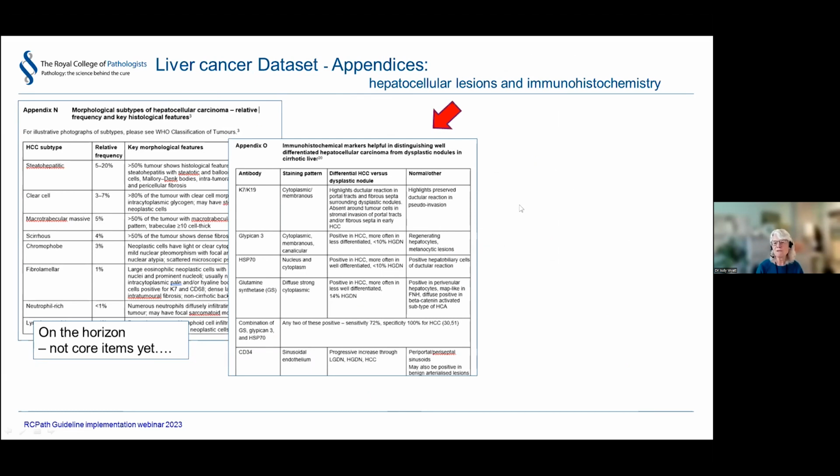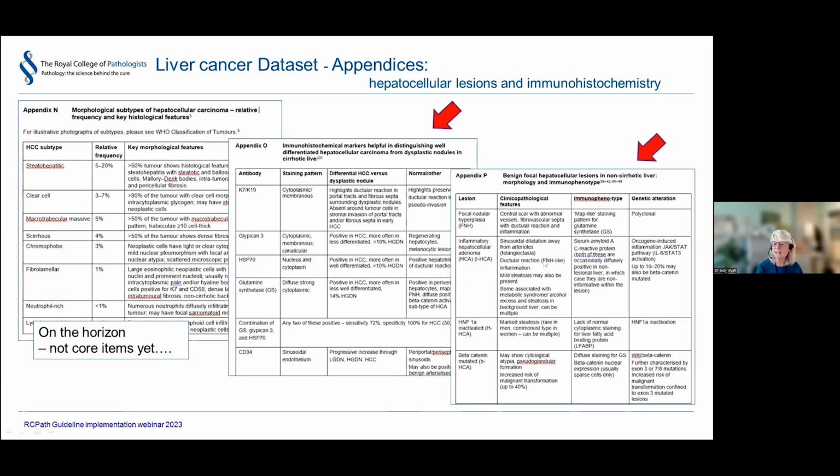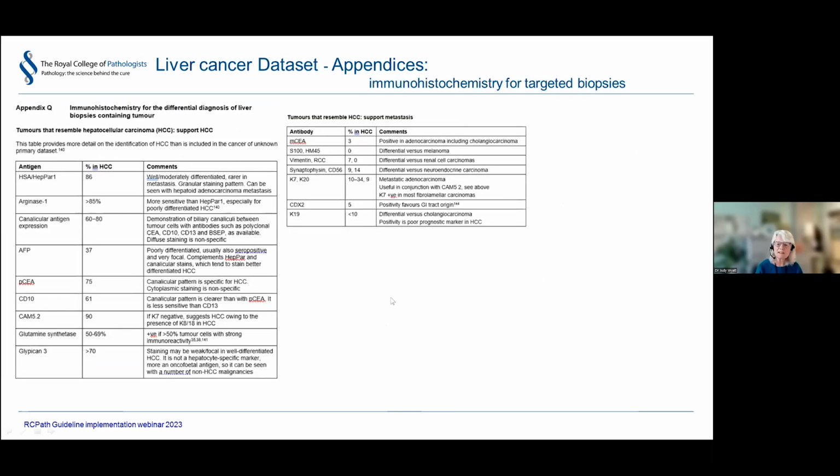We also have some useful tables, I think, on immunohistochemistry, all gathered together in one place. What's useful in distinguishing well-differentiated hepatocellular lesions, carcinomas versus dysplastic nodules in cirrhotic livers, and also carcinomas versus hepatocellular adenomas in non-cirrhotic livers. So I recommend those 2 tables to you. And also a detailed table about differential diagnosis in needle biopsies primarily.